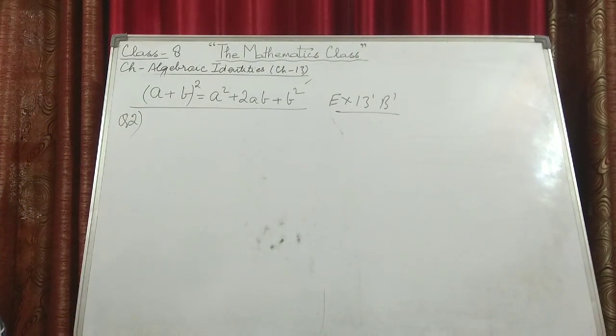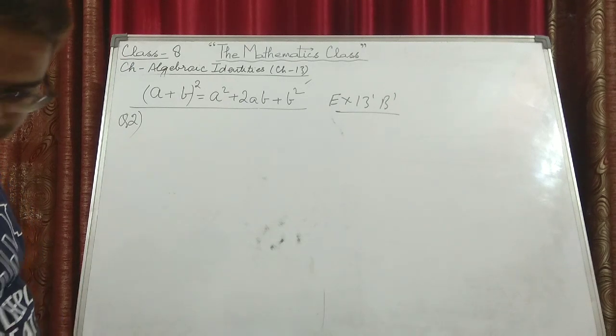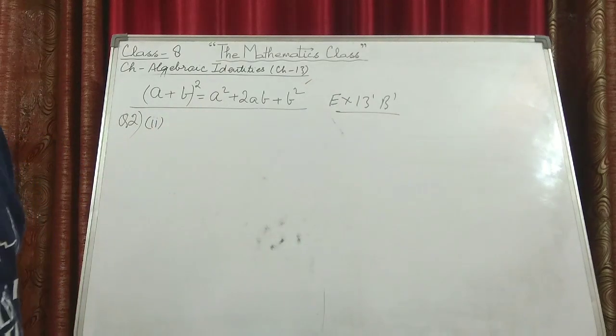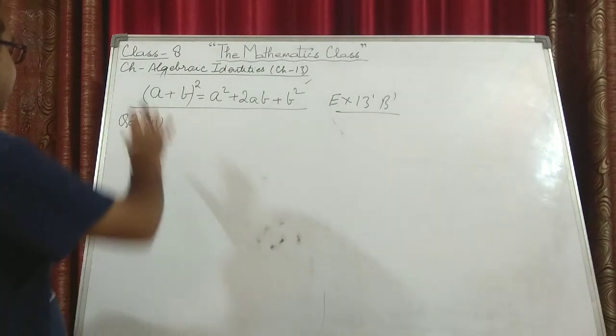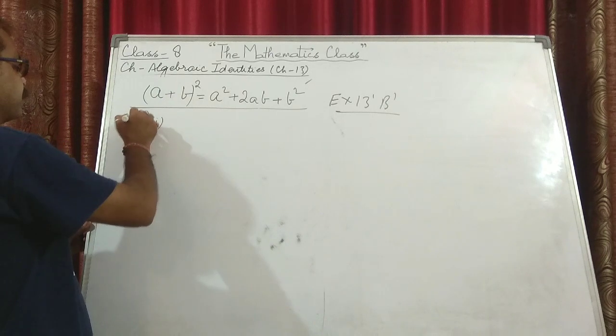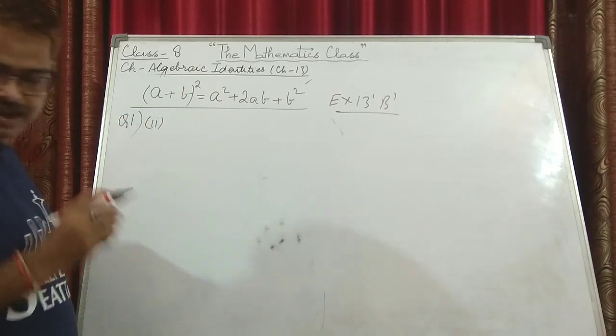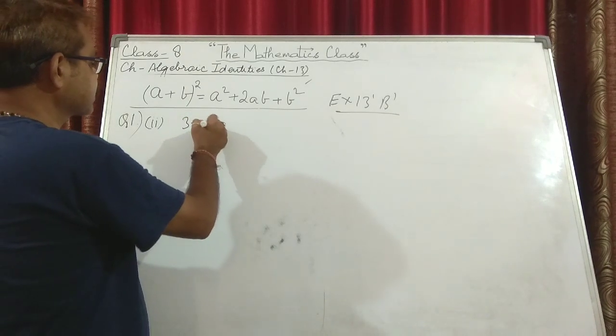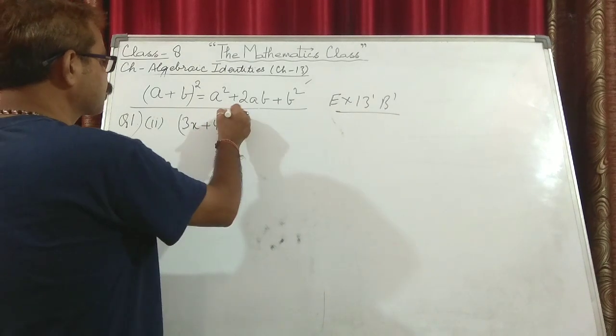I am writing the second part. Instead of that I am writing first question second part, because that is having a positive sign. So let's make it clear. It is 3x plus 4 whole square.